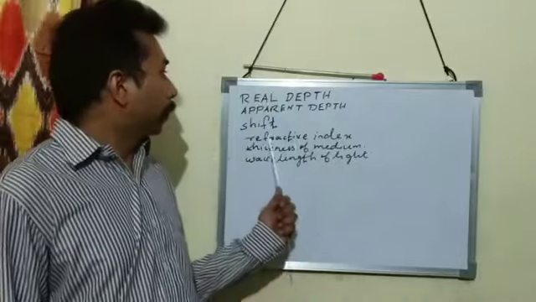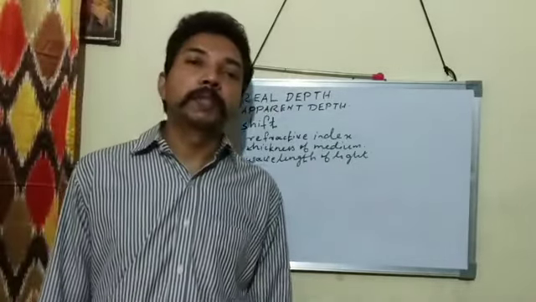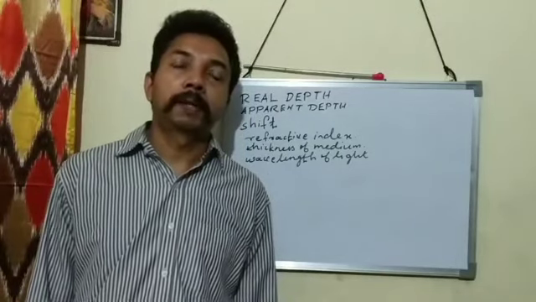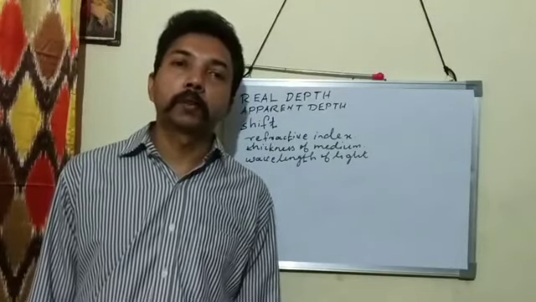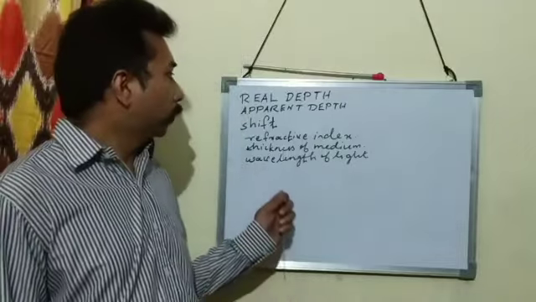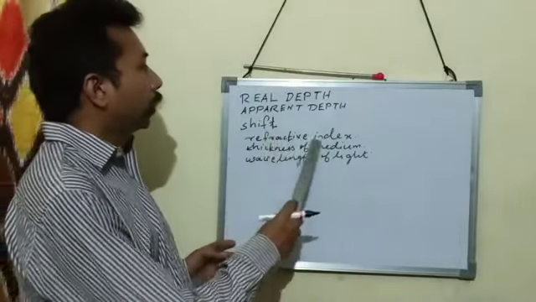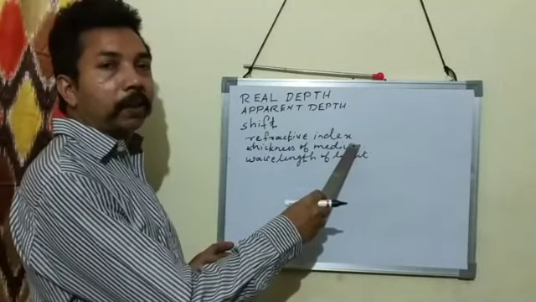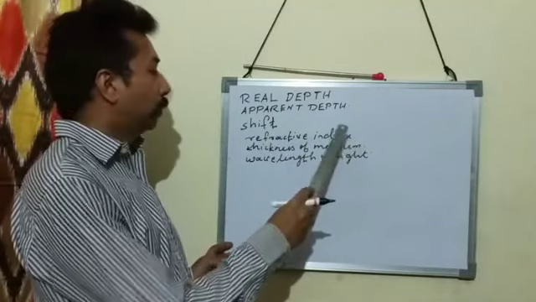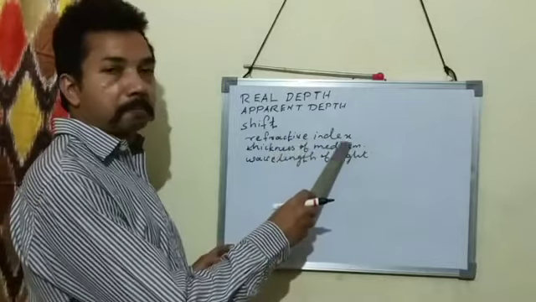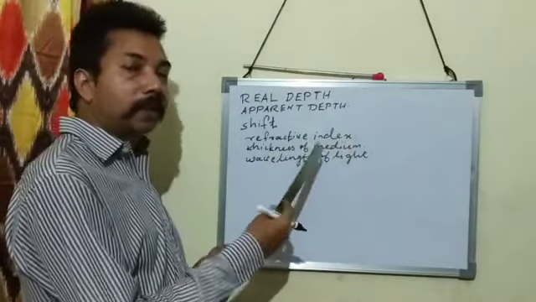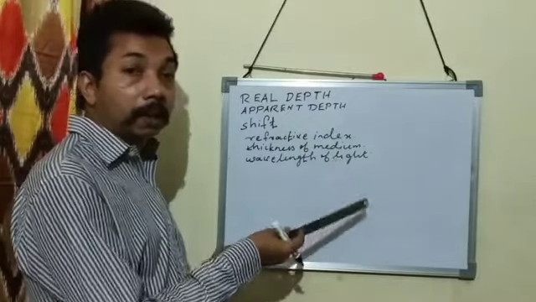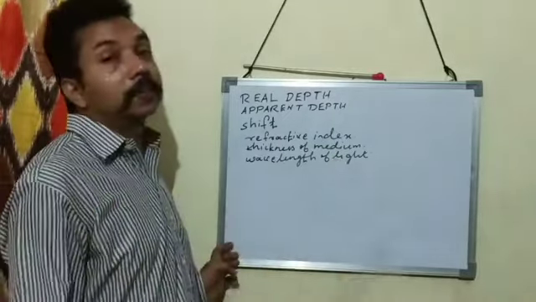Next is shift. Shift is the difference between real depth and apparent depth. The difference of real depth and apparent depth is called shift. Shift depends on three factors. First, the refractive index of the medium: greater the refractive index, greater is the shift. Then the thickness of the medium: greater the thickness, greater is the shift. The third one is the wavelength of light: greater the wavelength of light, less is the shift.